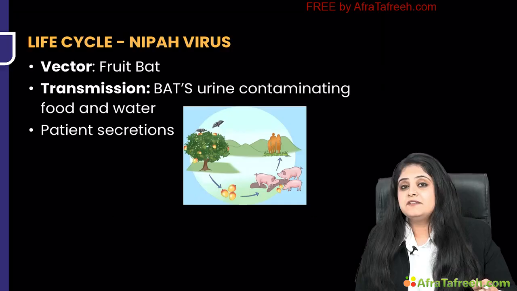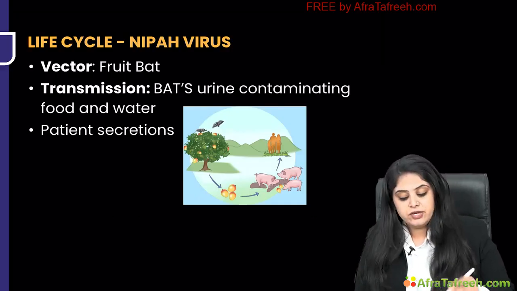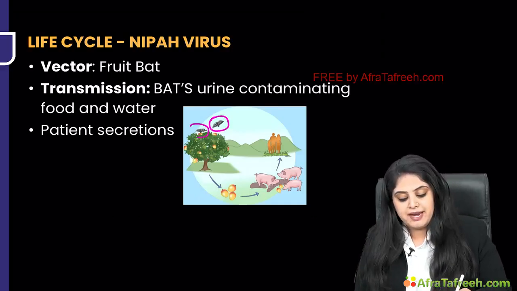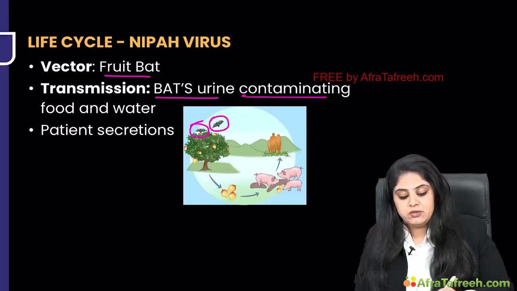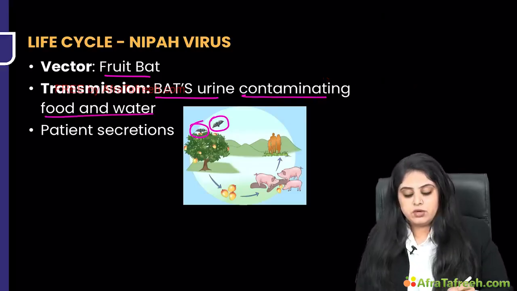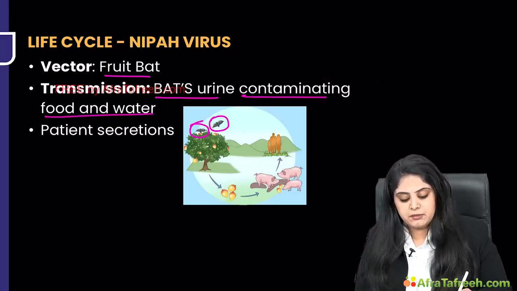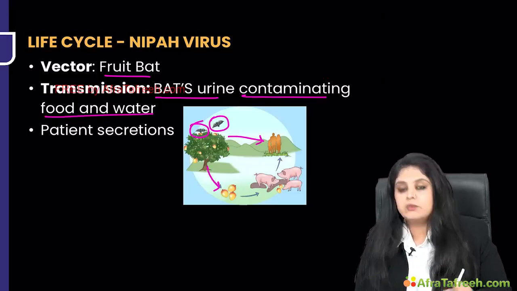And how will you identify the life cycle? It is going to be associated with fruit bats. So remember, the bat urine, that is the vector actually, right? The fruit bat is the vector, and the bat urine contaminating our food and water can get the infection to us, number one. So it can come via our food and water.